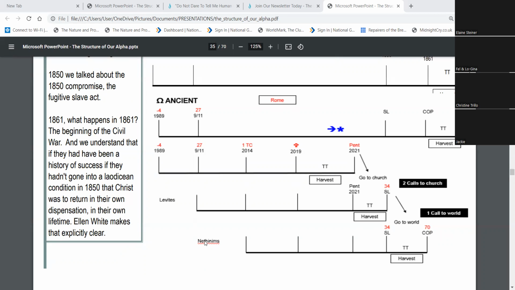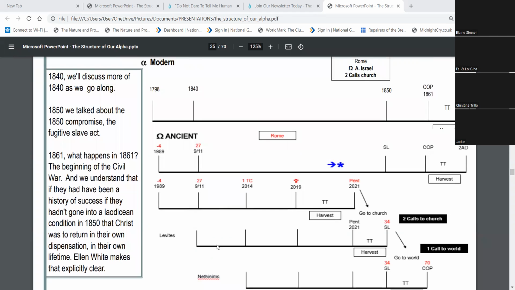1861, what happened in 1861? Let me start over. 1840, we'll discuss more of 1840 as we go along. Oh, you're fading. We can't hear you.